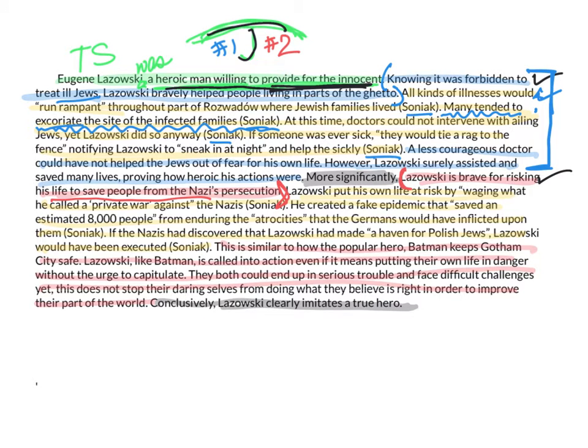Many tended to yell at the sight of the infected families. Okay. A, the word is used wrong, and B, that has nothing to do with it's forbidden to treat Jews, and Lazowski does it anyway. Because that is not supporting the claim, we need to get rid of it.